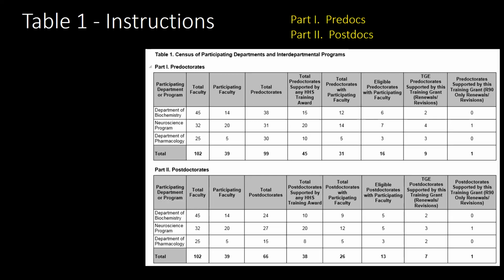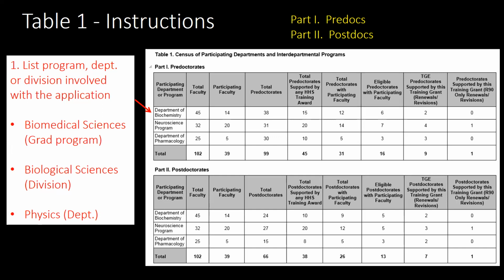So there's 2 sections to this particular data table. There's the pre-doc section, which is part 1, and then part 2, which is the postdoc section. And so you're going to list here in the first column whether it's a department, it could be a program, or it could be an ORU, something like that.